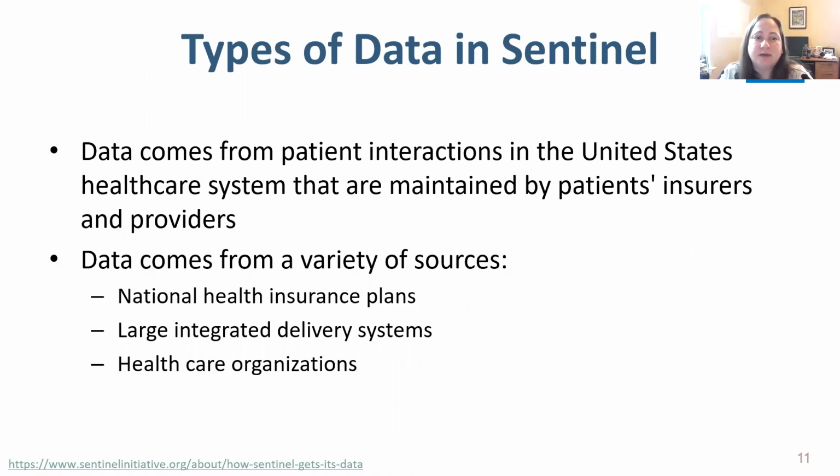So I think I've mentioned where our data comes from. A lot of it are national health insurers or larger integrated delivery systems. We have a number of state Kaiser sites. So all of these are basically interactions that patients have with the healthcare system. And the data are maintained either by the insurers themselves or the healthcare providers. So it's largely claims-based, and there are some electronic health record data.